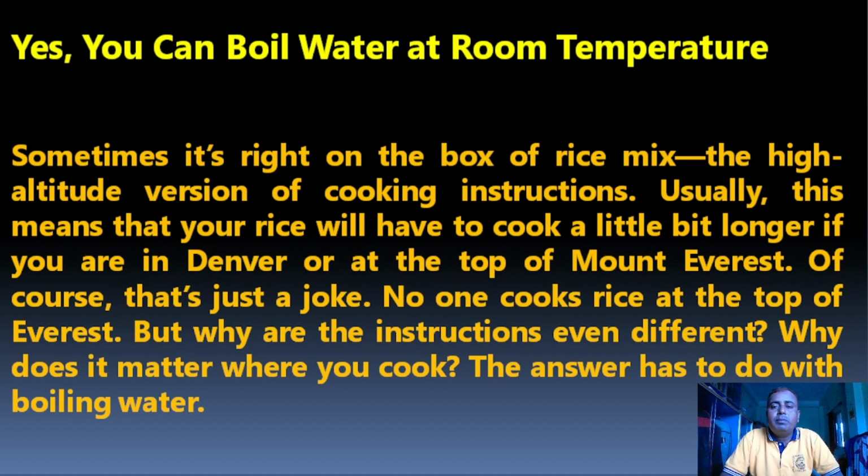Sometimes it is written on the box of rice mix: the high altitude version of cooking instructions. Usually this means that your rice will have to cook a little bit longer if you are in Denver or at the top of Mount Everest. Of course, that is just a joke. No one cooks rice at the top of Everest. But why are the instructions even different? Why does it matter where you cook? The answer has to do with boiling water.